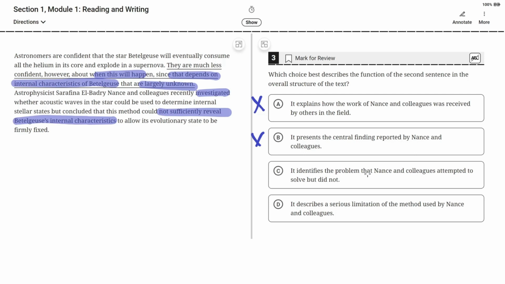C, it identifies the problem that Nance and colleagues attempted to solve but did not. This is correct because the second sentence shows that the problem is that they didn't know the internal characteristics of Betelgeuse, and that they investigated whether they could use acoustic waves in the star to determine internal stellar states, but this method couldn't reveal Betelgeuse's internal characteristics. So C seems to be correct. And D, it describes a serious limitation of the method used by Nance and colleagues. Sentence 2 doesn't even introduce Nance and colleagues yet, so D can't be correct. So C is the correct answer.